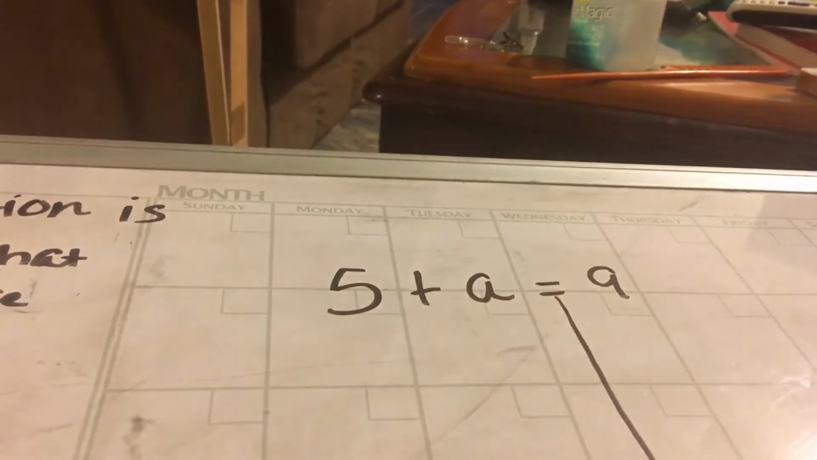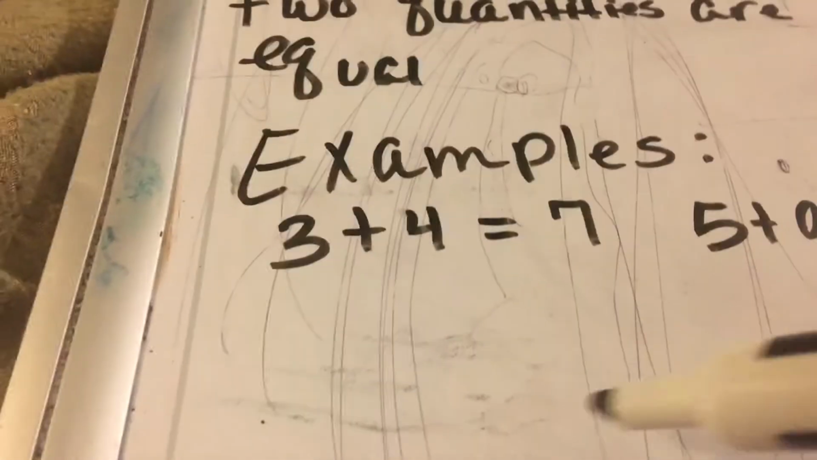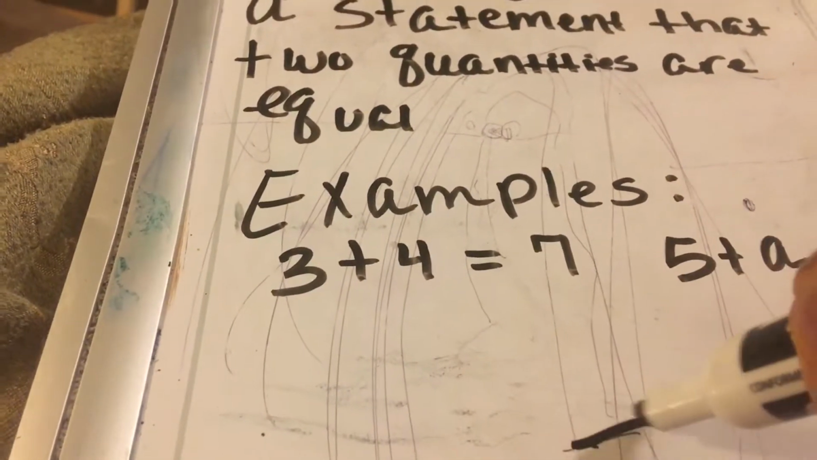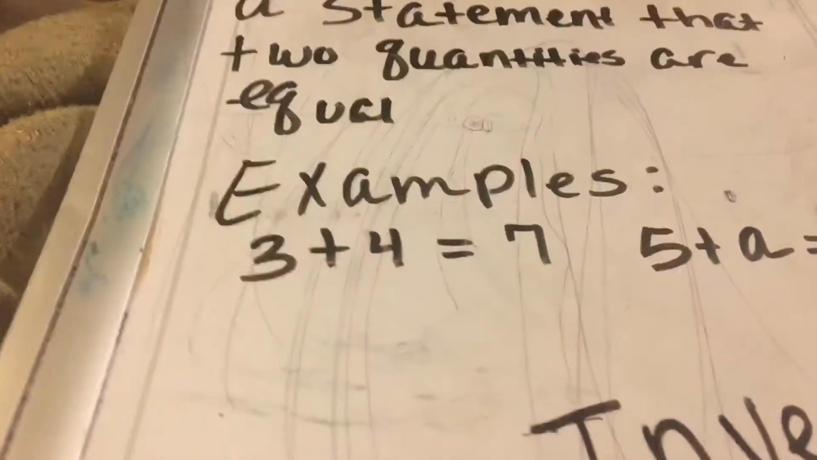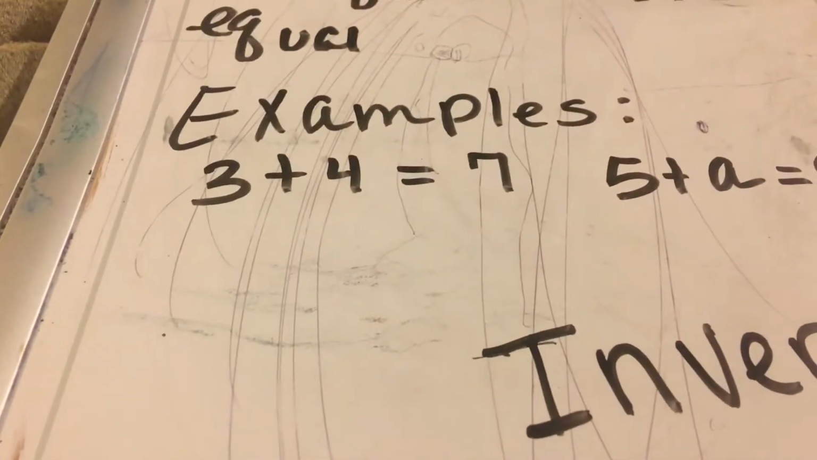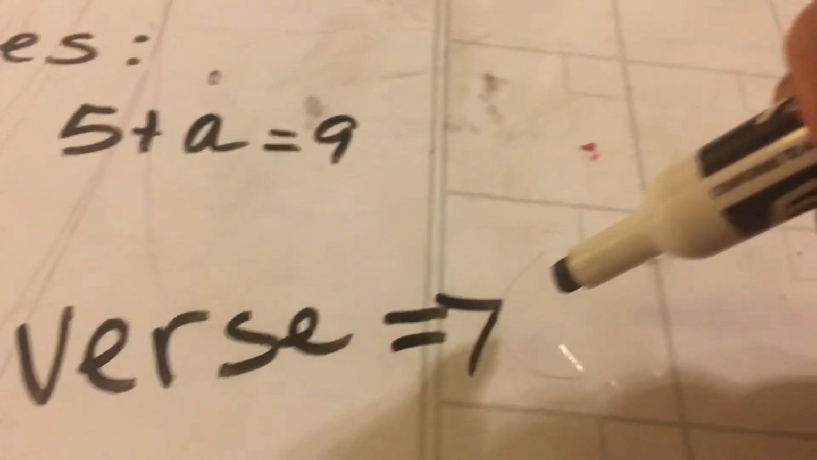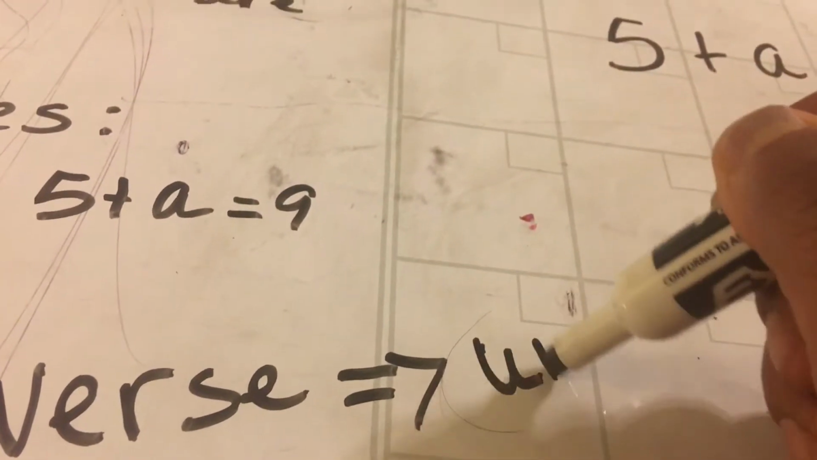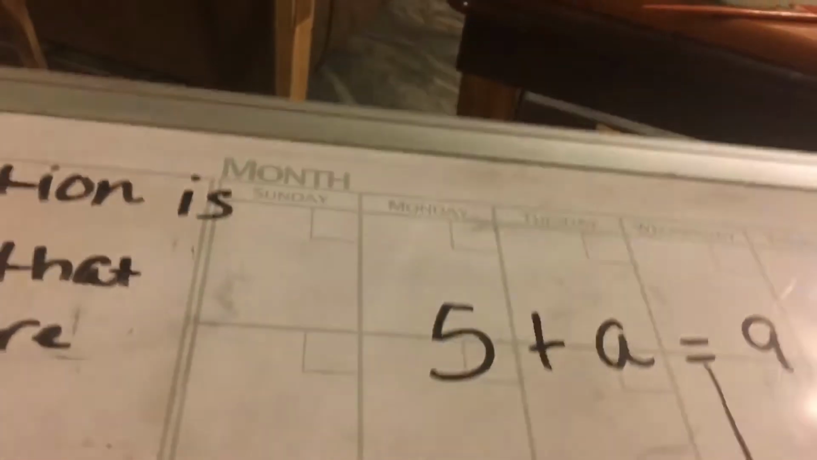Now, because we have a plus sign, we're going to take the inverse operation. What does inverse mean? Inverse means to undo. So I'm just going to write this over here. Inverse operation. And I'm just going to put a little arrow, and that means to undo. All right. So we want to solve for a.